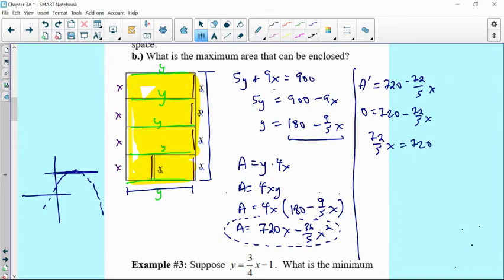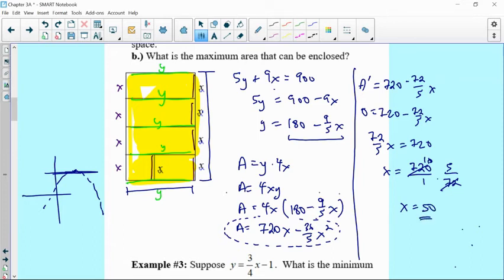And then multiply by the reciprocal, which is the same thing as dividing by that coefficient. So 720 over 1 times 5 over 72. And actually it works out nice, because the 72 would cancel with this to be just 10. And we get 10 times 5, so we get x is equal to 50. Now that just is the when.